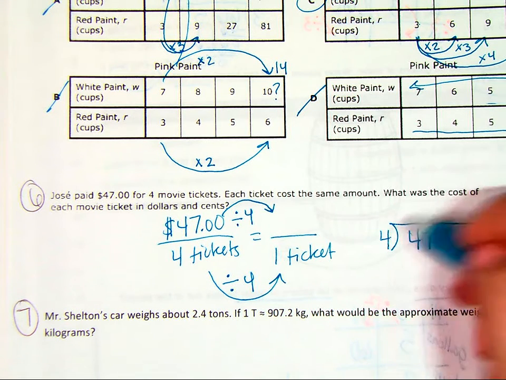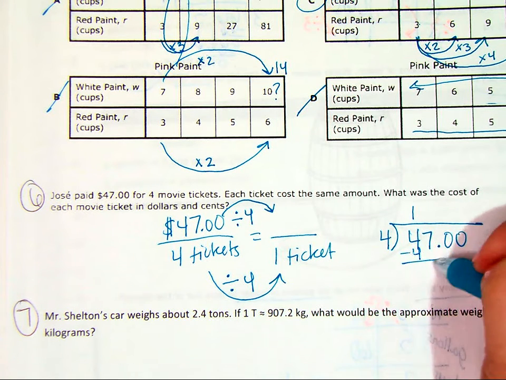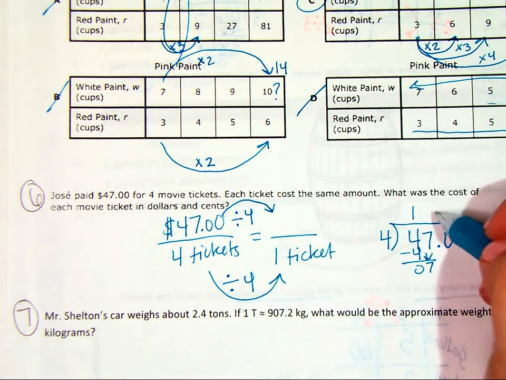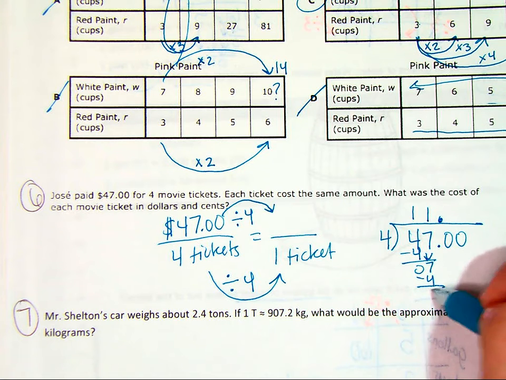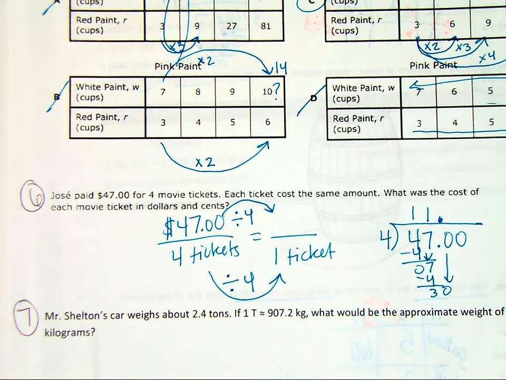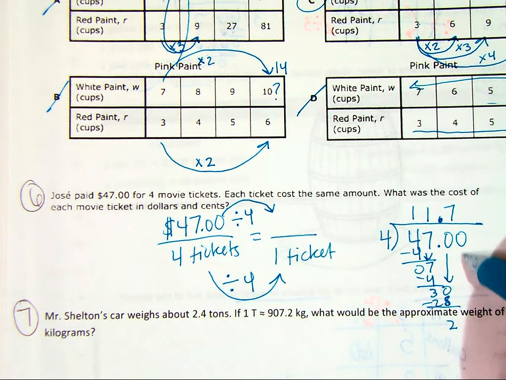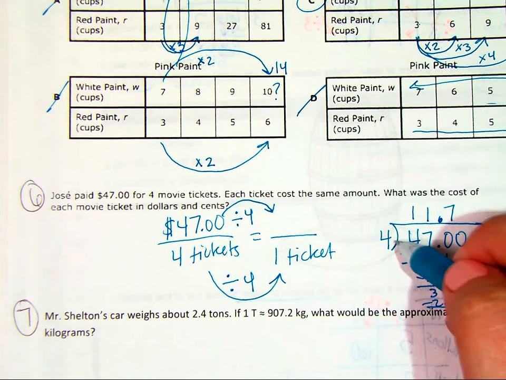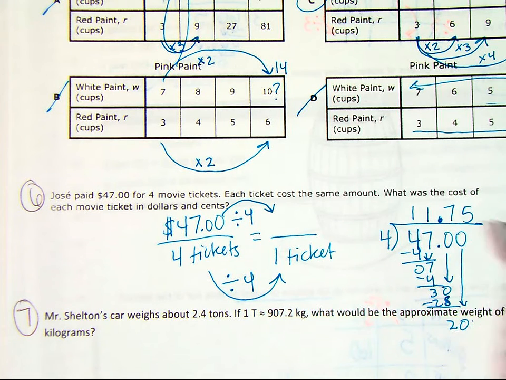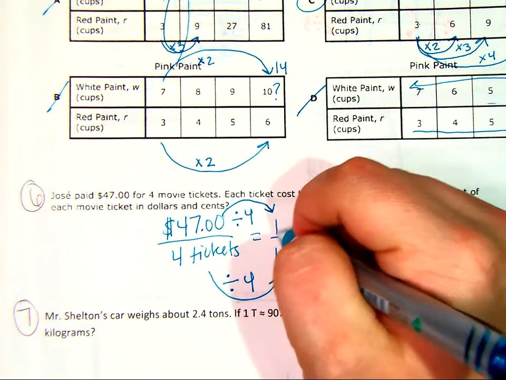Four goes into 4 once. 4 goes into 7 once. Sorry, that's a decimal. 4 goes into 30 7 times, that's 28. Remainder 2. Bring down the last 0, and 4 goes into 20 exactly 5 times. So each ticket then would cost $11.75.